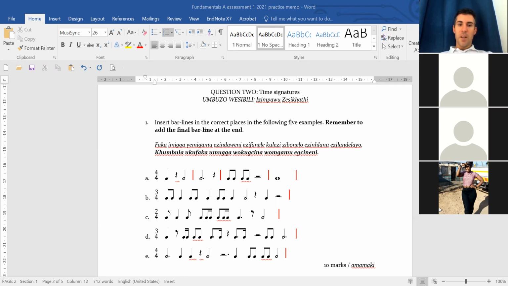I'm ready. Okay, are you ready, Bongani? Yes, sir. Right, you coach us through number B here. Tell us what each of these is worth and then where I must put the bar lines. There are three beats in the bar as indicated by our time signature. We're going to count, starting with our quavers.